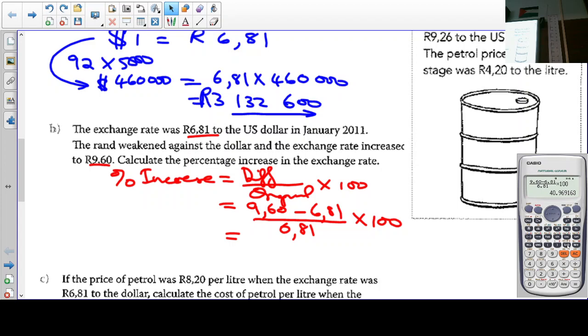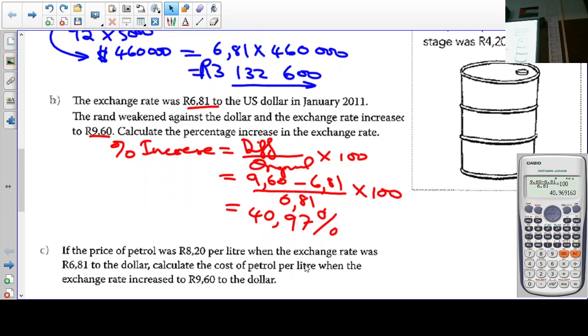So the percentage increase is 40,97%. That's a huge increase. Not so? It's a massive increase. Okay, they didn't tell us for how many decimal places, so we're just going to go to 2 decimal places. 40,97%. Okay, let's check. That's in order. Yes, that is good. Okay. Any confusion, people?